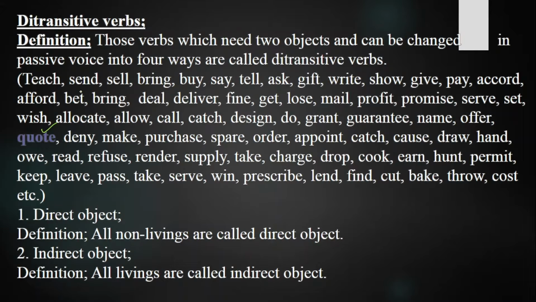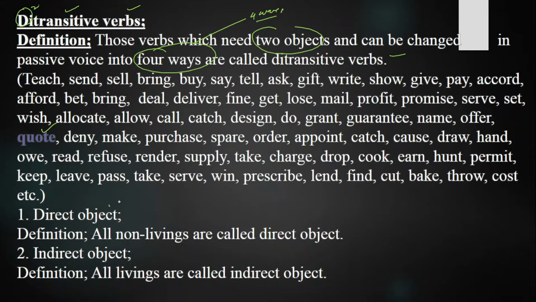Before starting this, we will just have a glance at the definition of ditransitive verbs. Di means two, transitive means which can be changed into passive voice, and verb shows an action. So those verbs which need two objects and can be changed into passive voice in four ways are called ditransitive verbs.